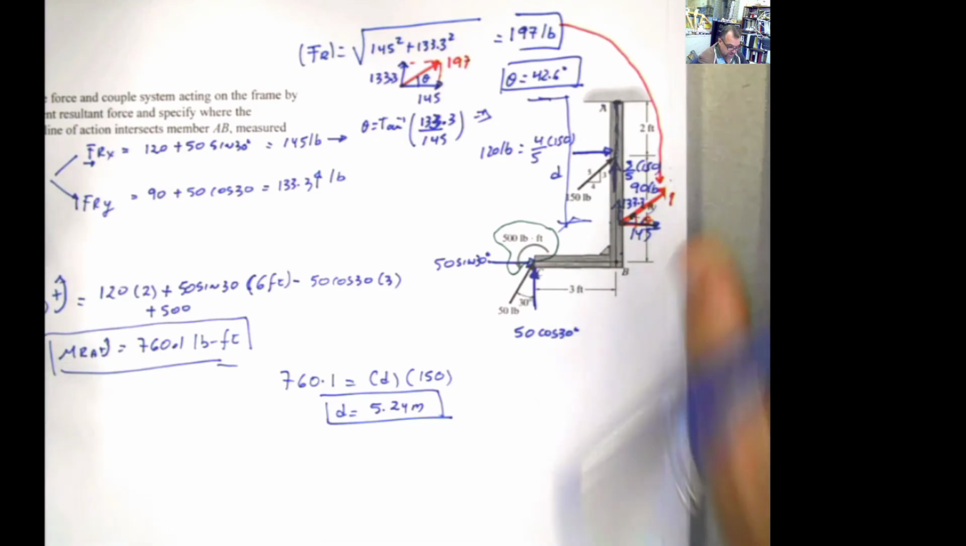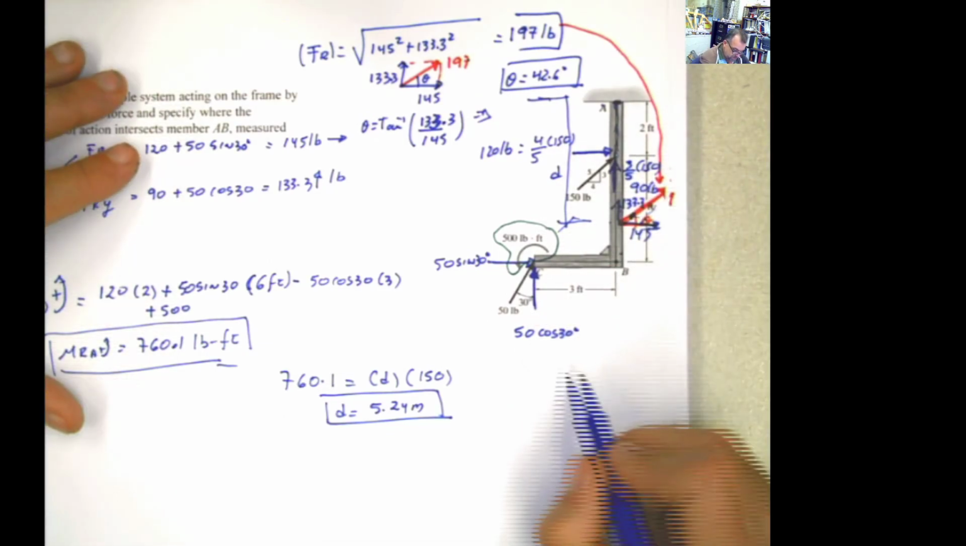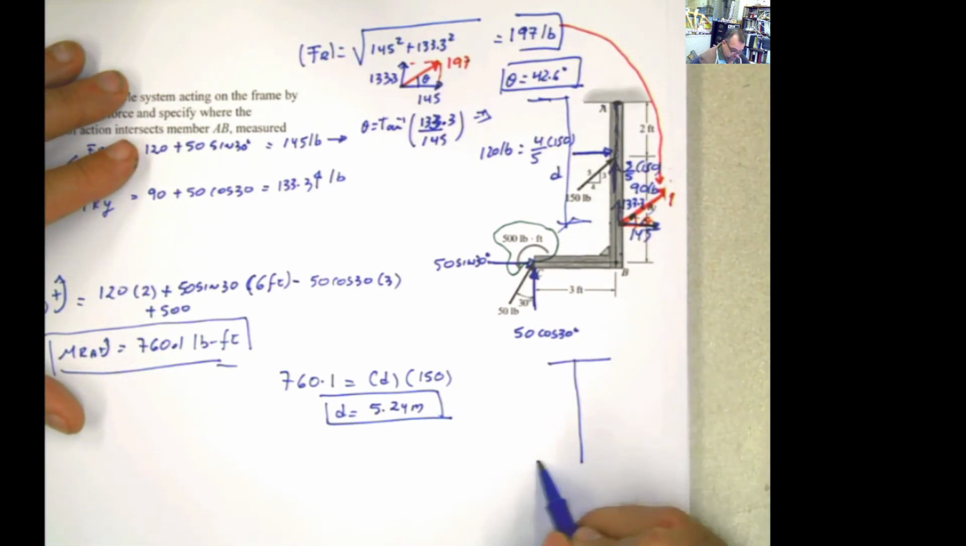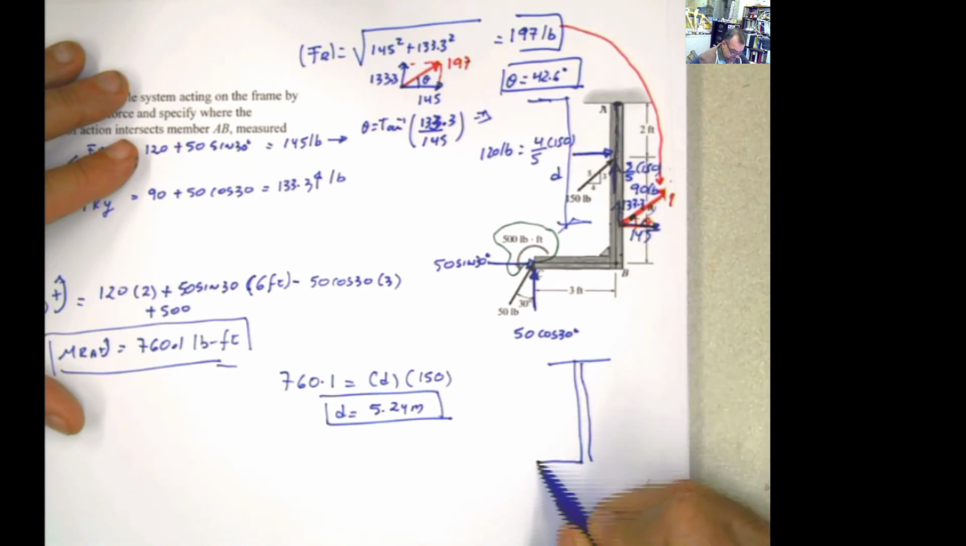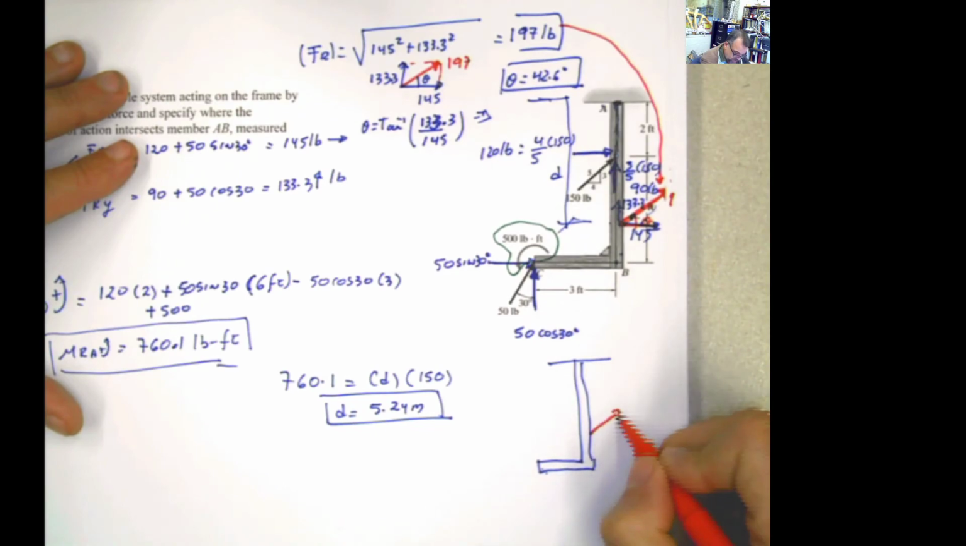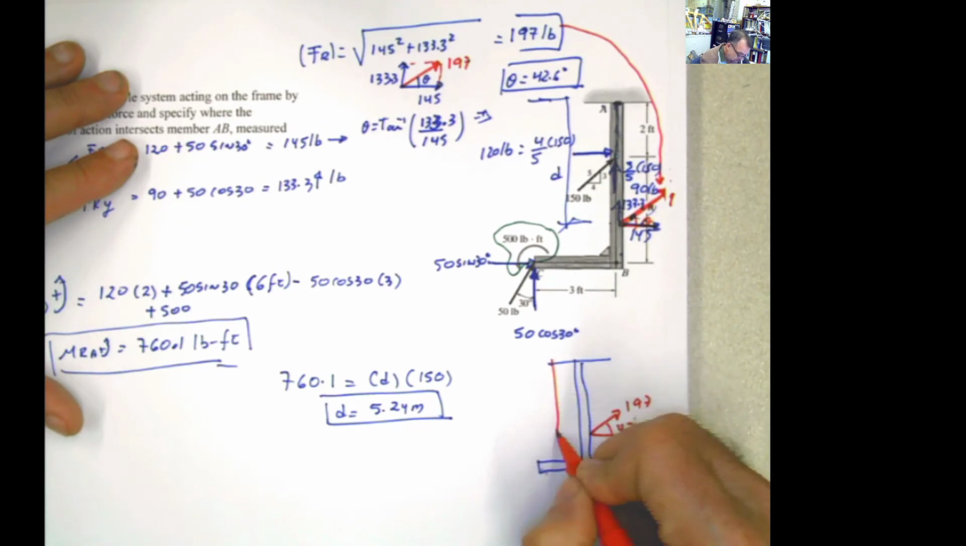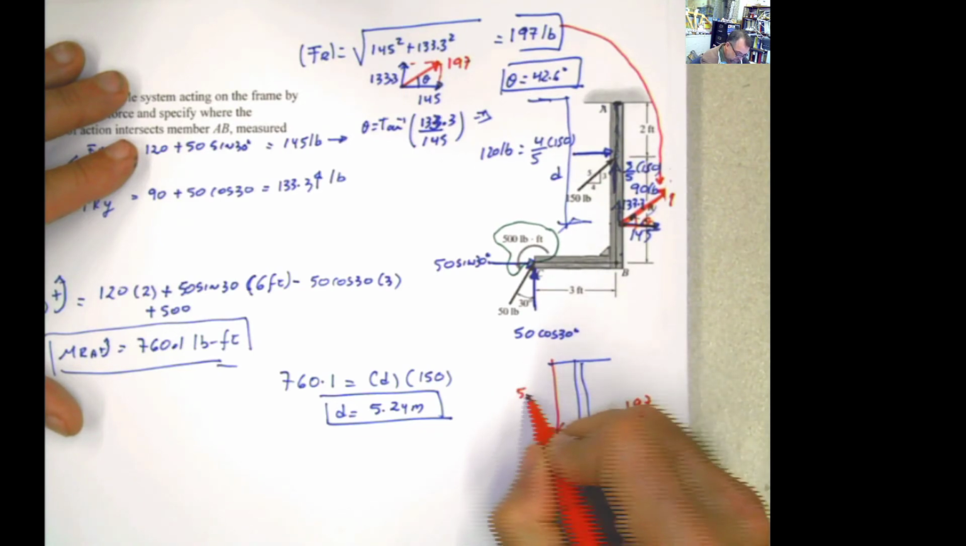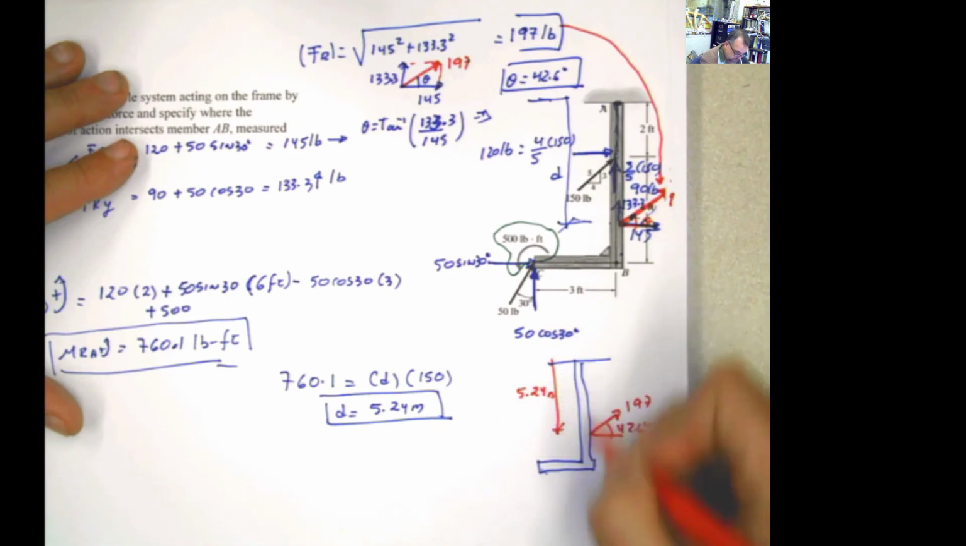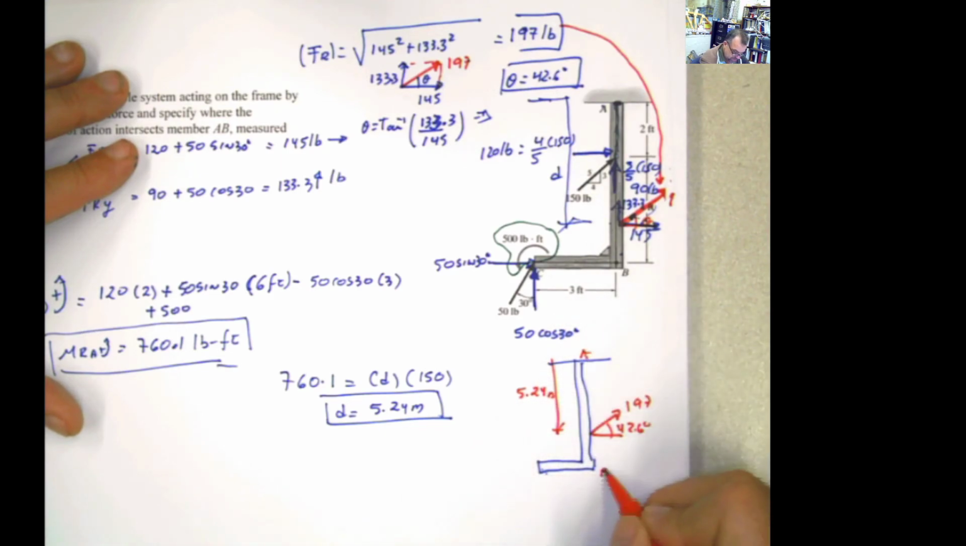And that's it. The result will be, if this is my problem here, I need to apply a force of 197 forming an angle of 42.6 at 5.24 meters along this line to produce the same effect.